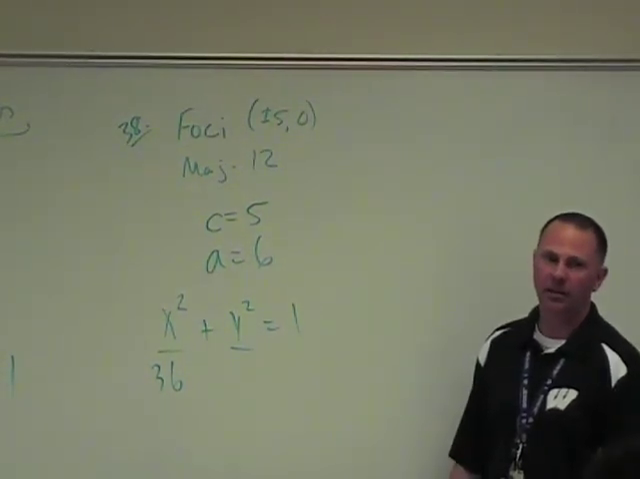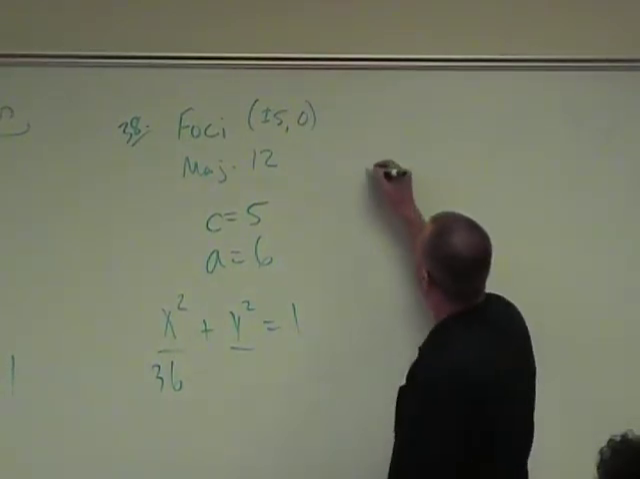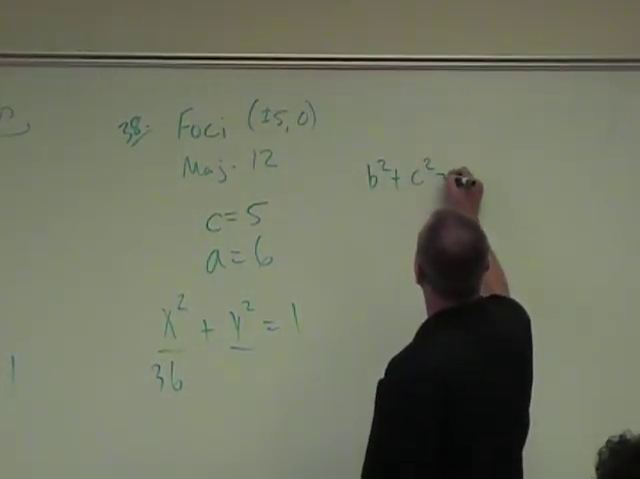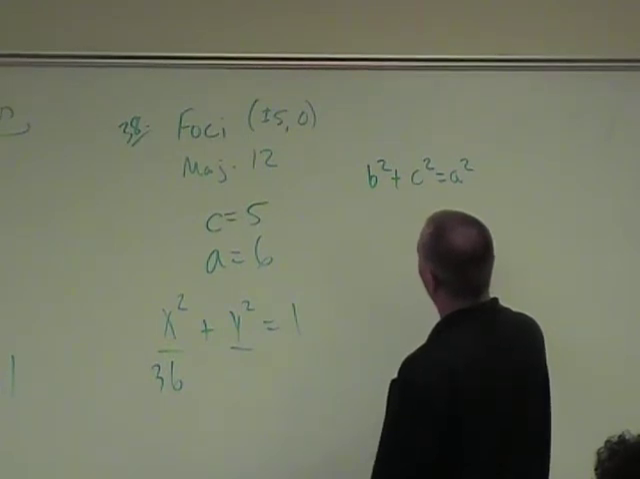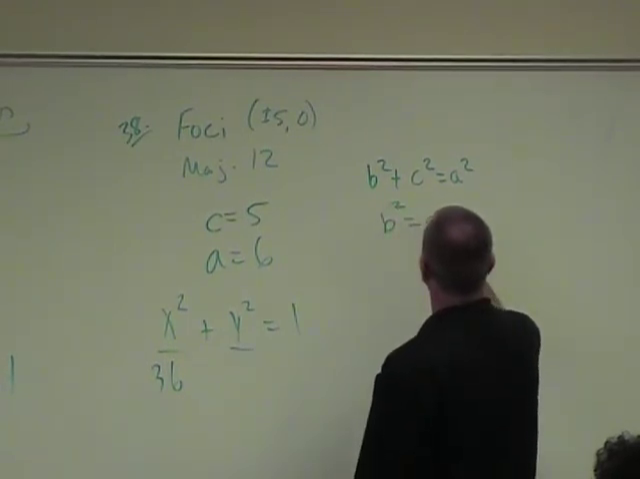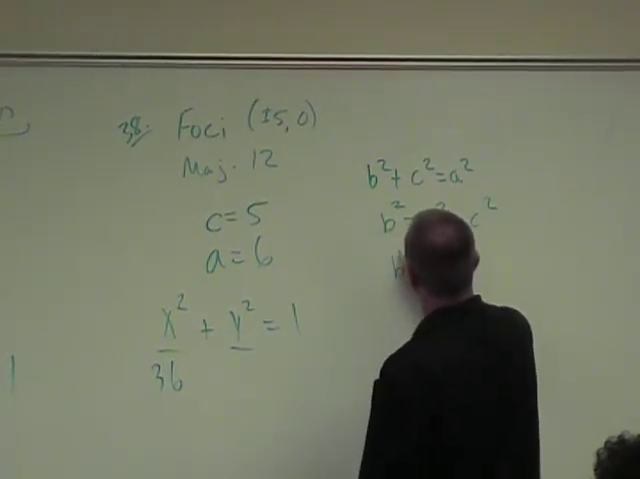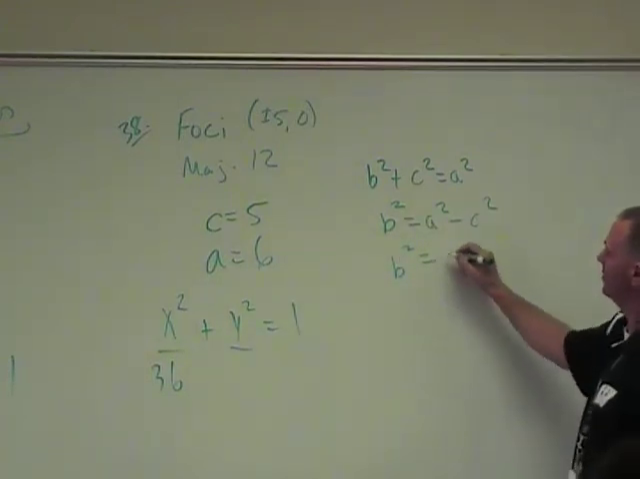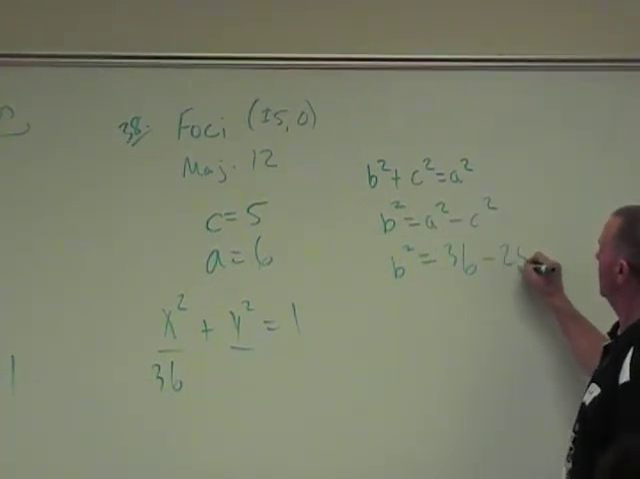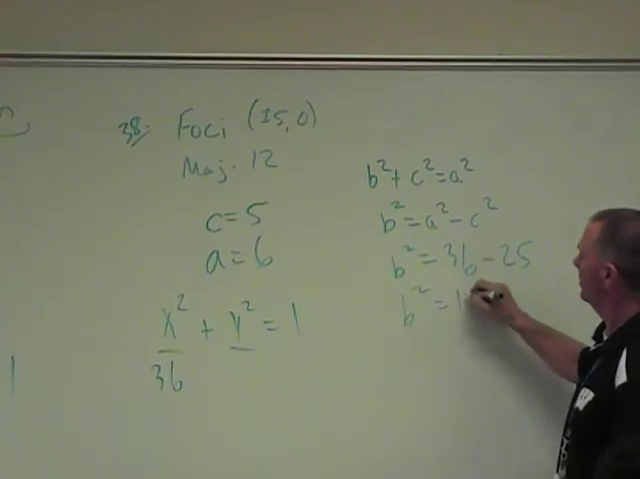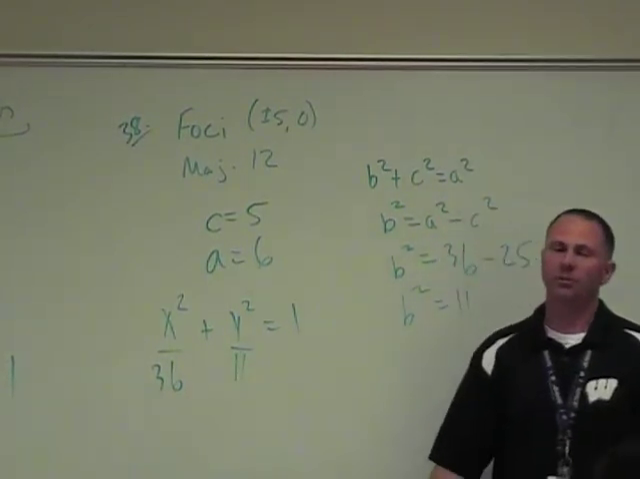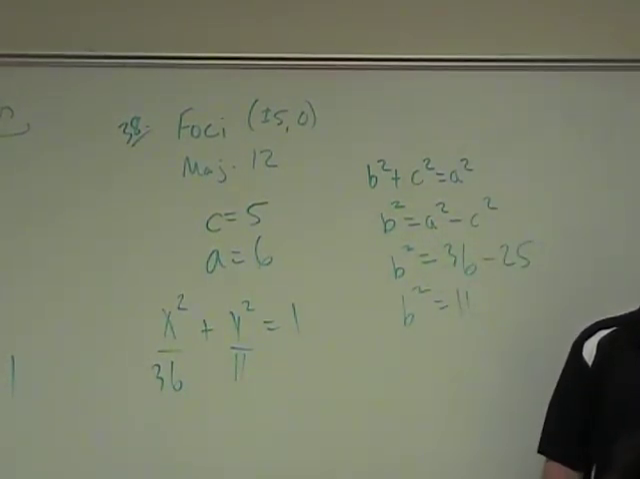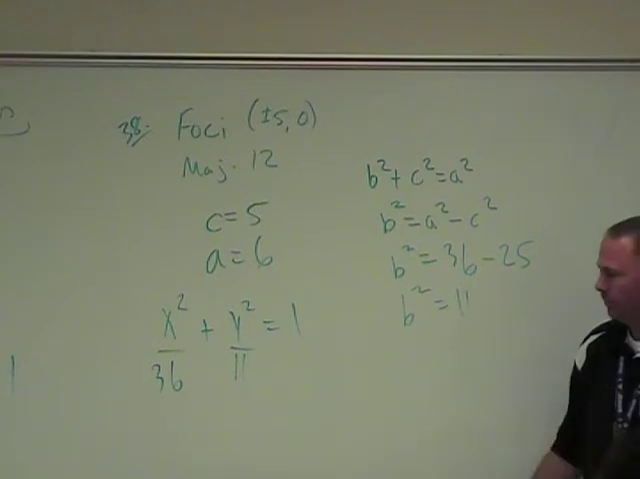I used the equation b squared plus c squared equals a squared. So b squared equals a squared minus c squared. So b squared equals, let's see, a squared is 36, c squared is 25, b squared is 11. Don't put the square root of 11 there. That would be b, not b squared. Very typical mistake. That's why I chose this problem.